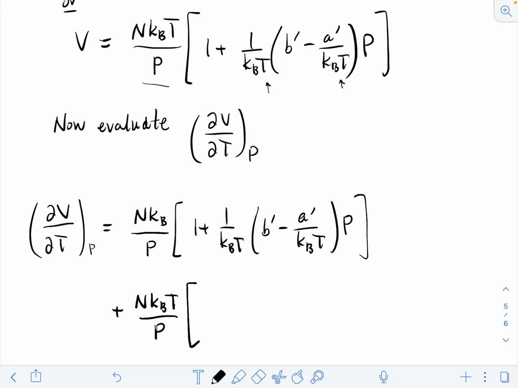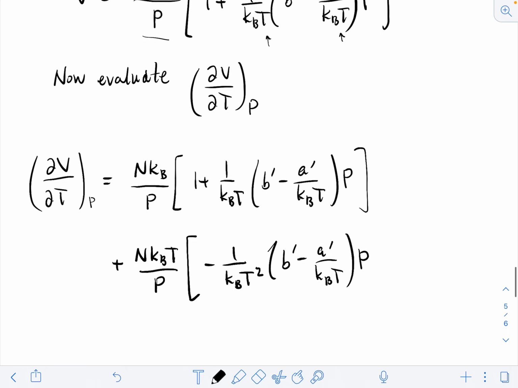So let's first deal with the 1 over kBT coefficient inside the brackets. So we're going to get a minus 1 over kB, and then we'll get a T squared, and then it multiplies the b' minus a' over kBT and P.